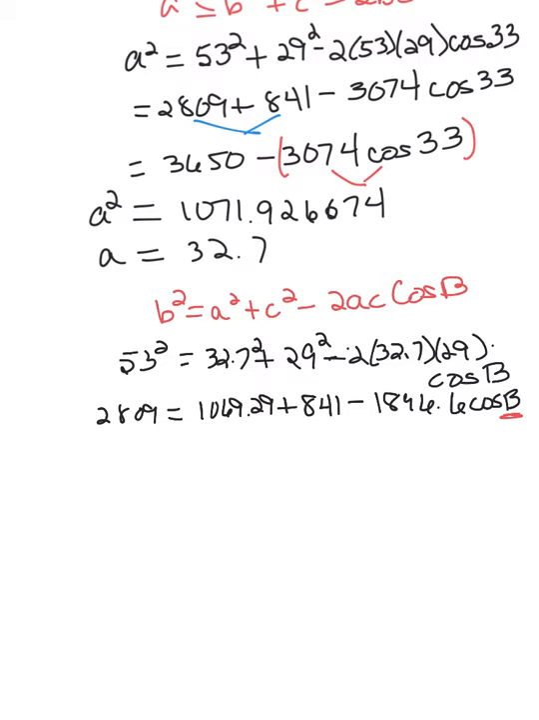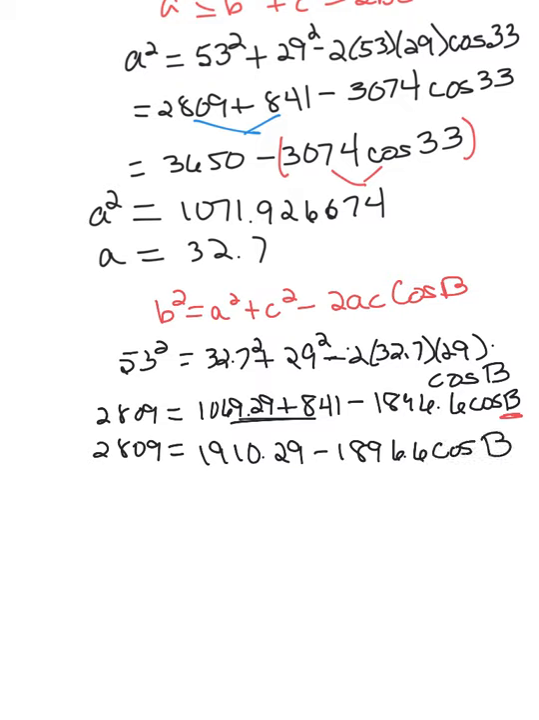So the first thing I'm going to do is put these two like terms together. And in doing that, I get 1910.29 minus 1896.6 times the cosine of B. In order to solve for that term that has the B in it, I am going to need to subtract the 1910.29 from both sides.